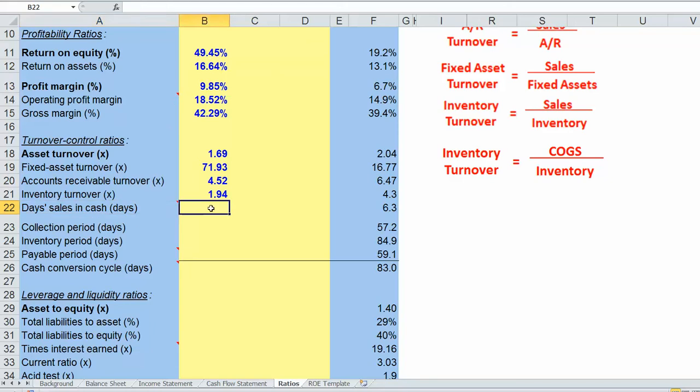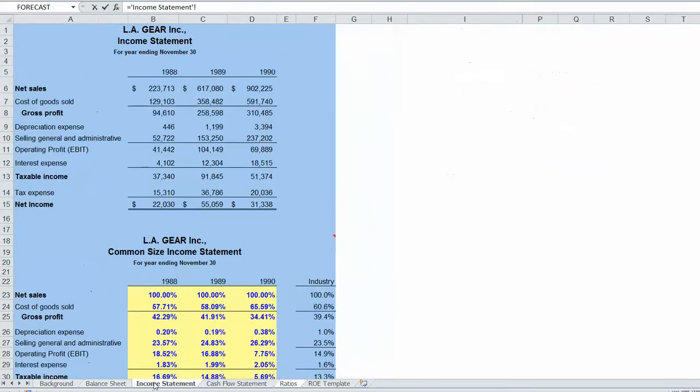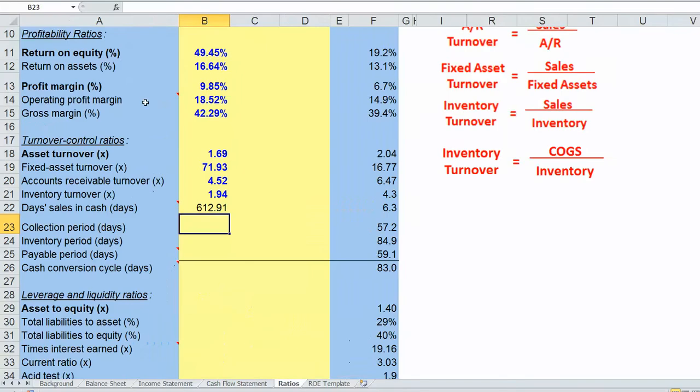Let's go ahead and do that. So equals, let's take our income statement, sales divided by 365. So our average daily sales is $612. That's how much we're selling every day on average. Again, the zeros are omitted, so this is really $612,000.